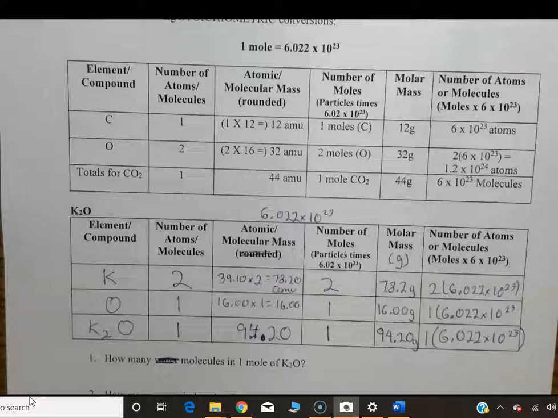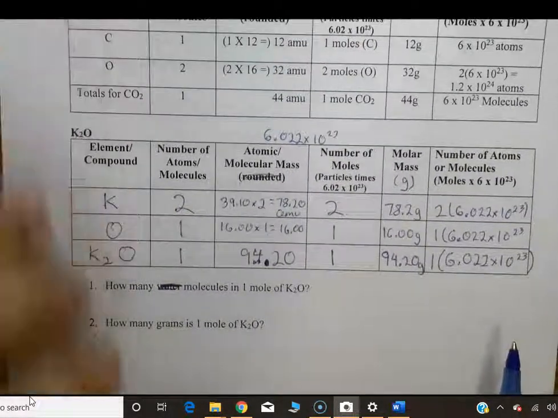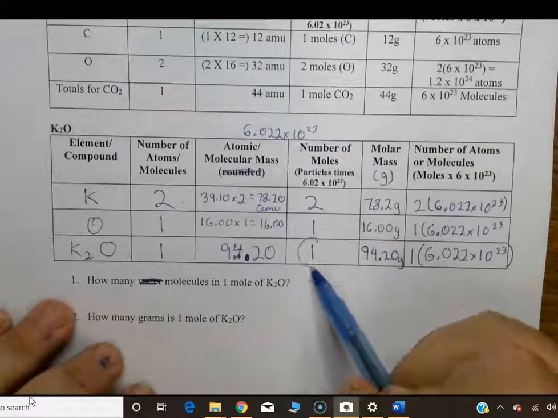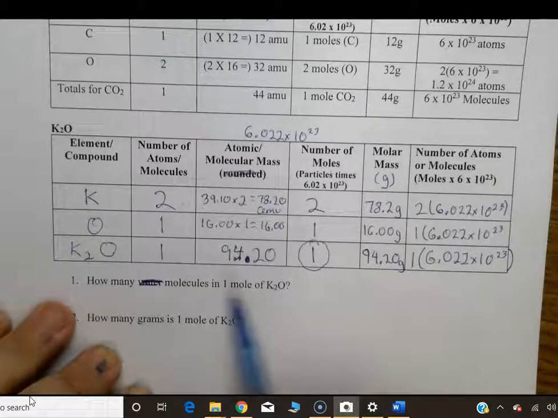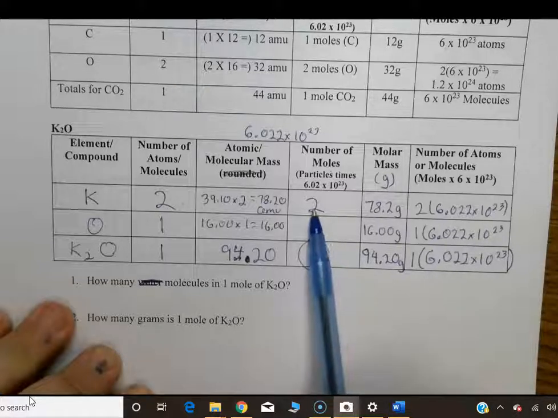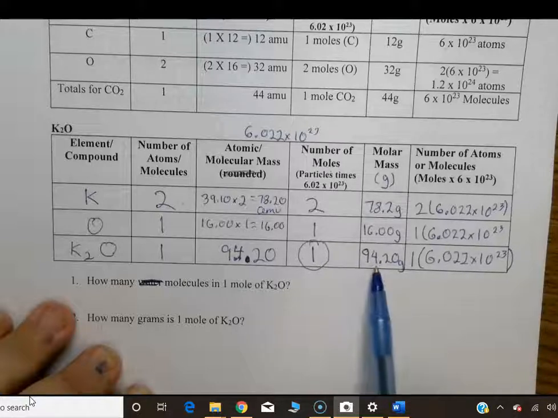Now I'm going to ask you to answer some questions. And this is just like cooking. So let's look at a couple of examples here. What it's saying is, circle this number right here, 1 mole on the line of K2O. If I want to make 1 mole of K2O, I need 1 mole of oxygen, 2 moles of potassium. I need 78.2 grams of potassium, I need 16 grams of oxygen, and 1 mole of that would be 94.2.